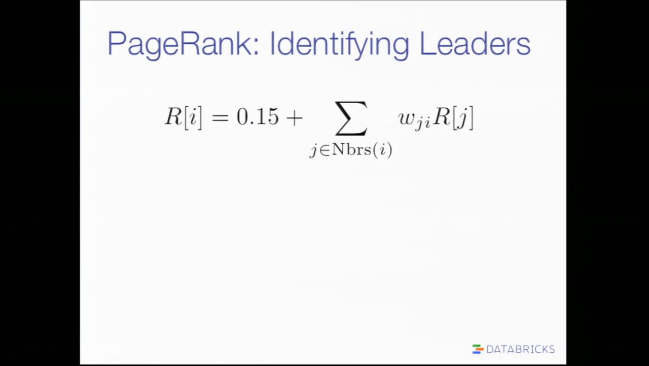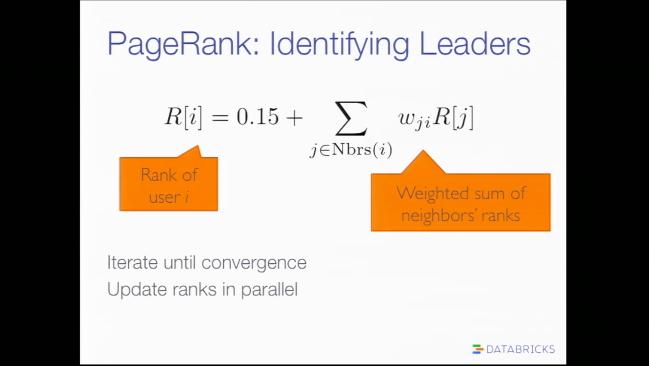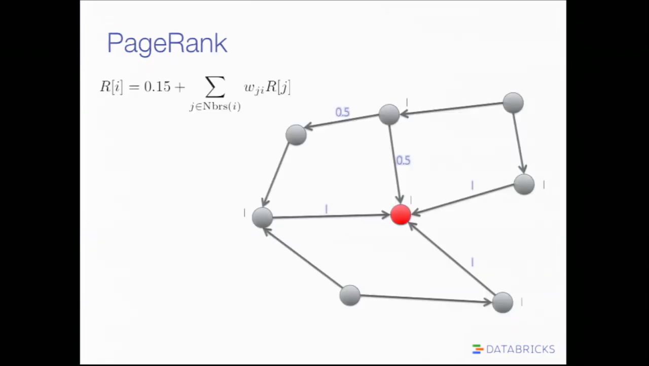And that's what this formula shows. And these ranks can be updated in parallel. So the rank of user I is updated by using the weighted sum of its neighbors' ranks. And here's what one step of PageRank looks like for one vertex.